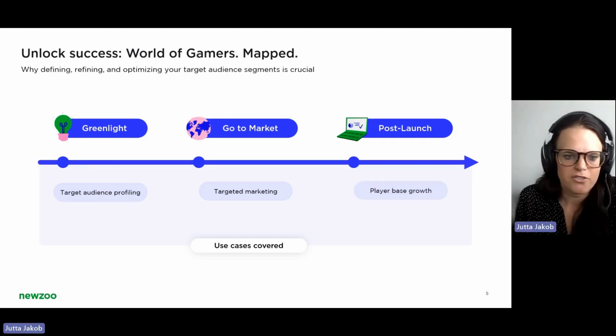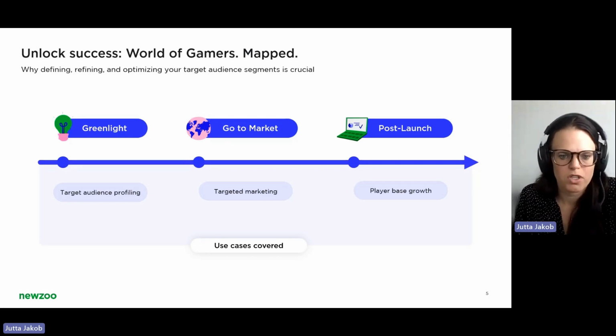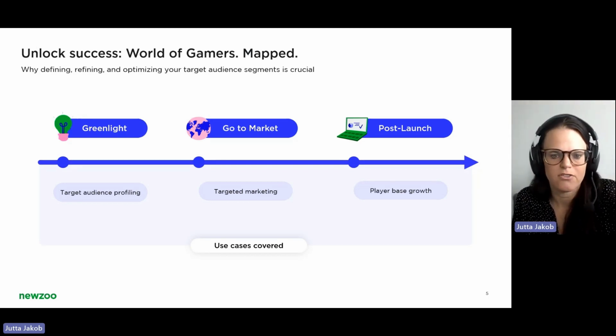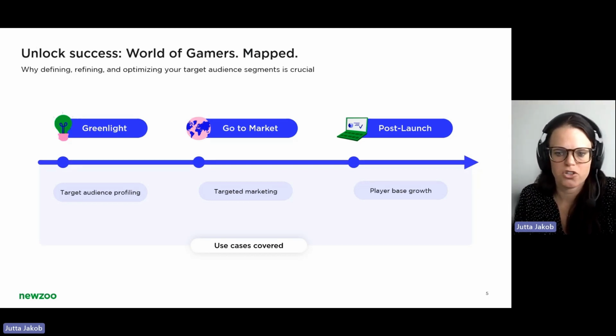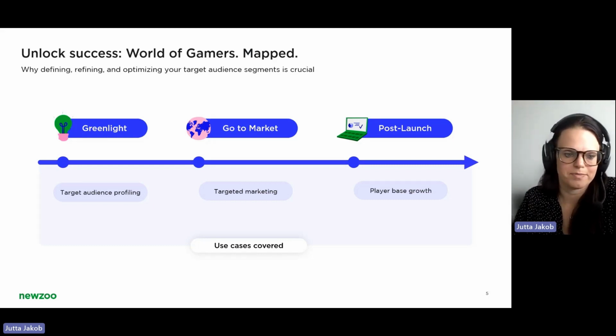And then, even after a game's launch, gamer audience data remains essential for expanding your player base and ensuring continued success. This involves analyzing potential expansion into new markets, incorporating additional content, refining game features, and informing other crucial post-launch strategies. By leveraging audience data, you can identify opportunities to sustain and enhance the long-term success of your game.